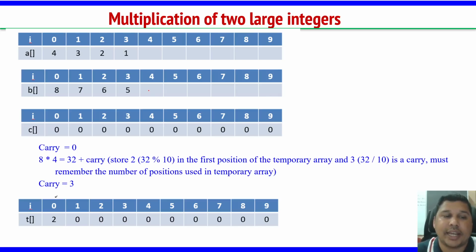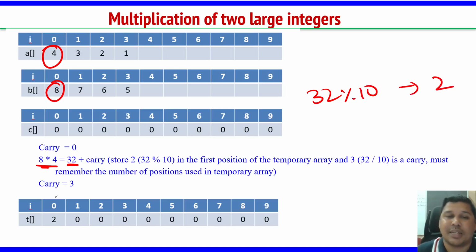See what I am doing here first. I am multiplying B of 0 and A of 0. See, 8 into 4, that is 32. In that, 32 modulo 10 gives me 2 as the remainder. That 2 I am putting in the temporary array, and the carry is 3.